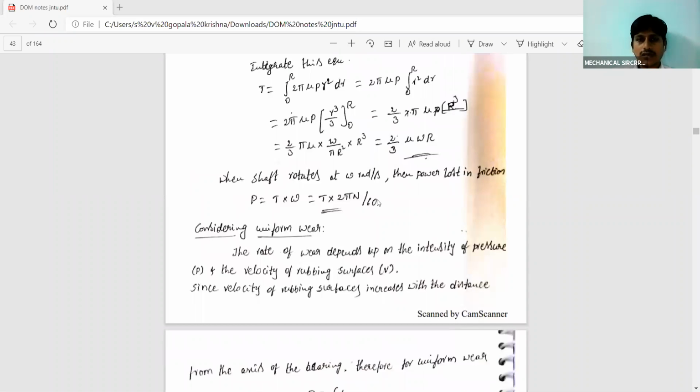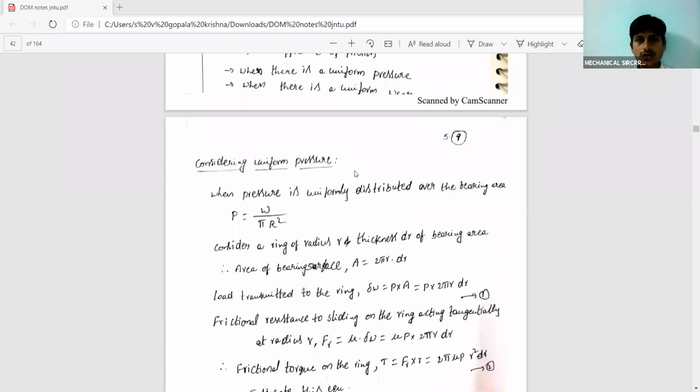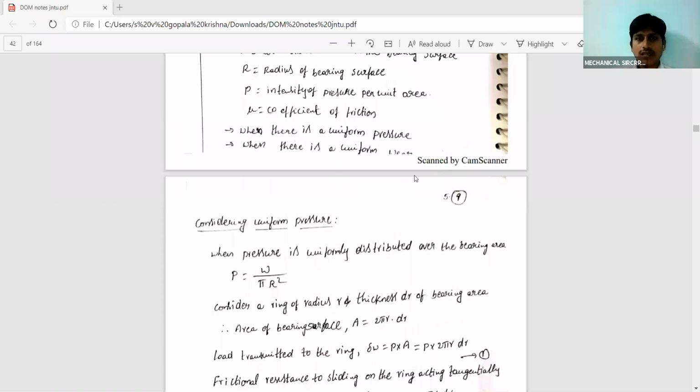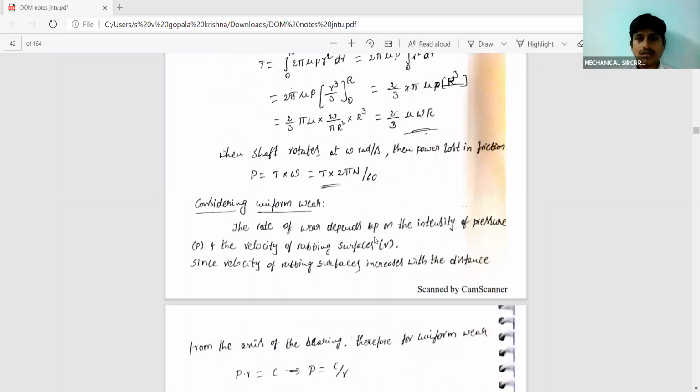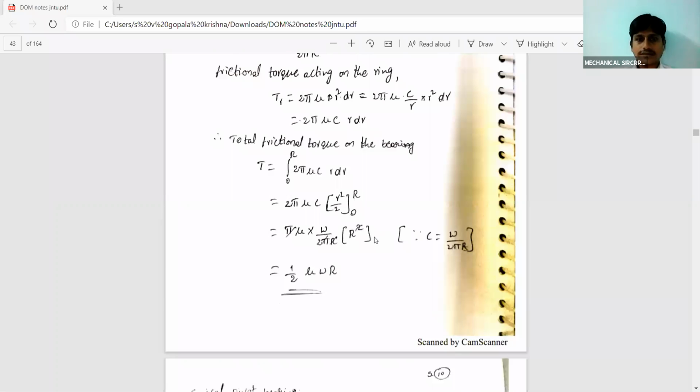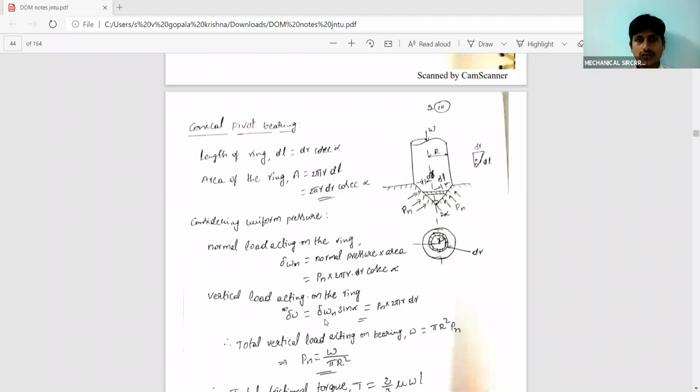So that is the small amendment. 0 to R into 2 pi mu p R square dr. Here what is the p value? That value is also replaced with the term. The p is our W by pi R square, the area value.